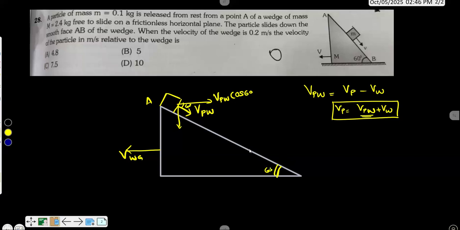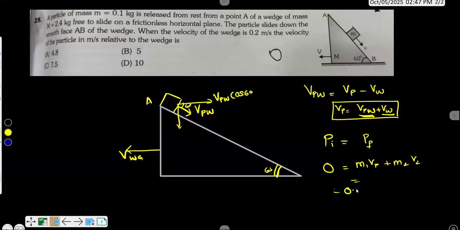So we will put conservation of linear momentum in the x-axis. Why we are putting conservation of linear momentum in the x-axis is, as there is no external force, this whole system is not having any net external force. So we can put conservation of linear momentum. Conservation of linear momentum says initial momentum is equal to final momentum. Initially the bodies were at rest, so it is 0. Final momentum is m1 v1 plus m2 v2. This velocity of particle is how much? Velocity of particle with respect to wedge plus velocity of wedge.